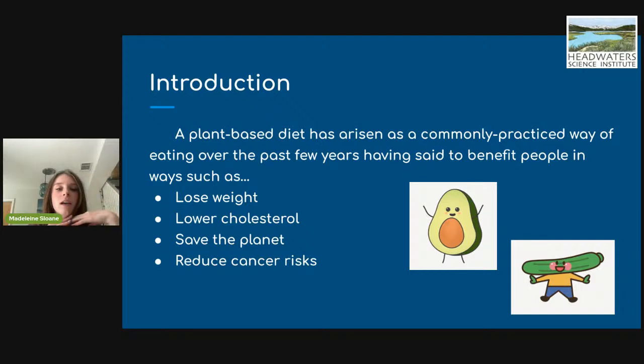A plant-based diet has become a really commonly practiced way of eating over the past few years because it benefits people in losing weight, it lowers your cholesterol, saves the planet.